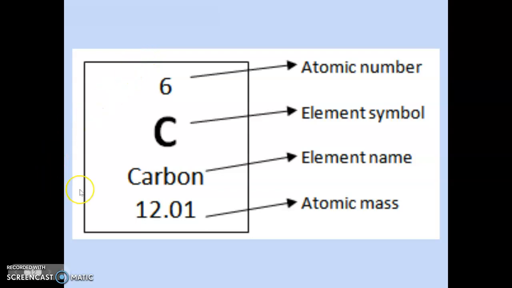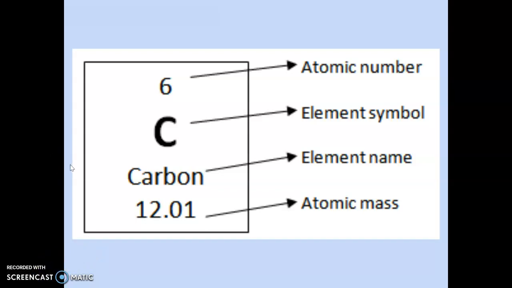We will do more work with that tomorrow when we talk about isotopes, but for now all we need to know is that the smaller number is the atomic number. It tells us the number of protons and helps us identify the element, and then the larger number is our atomic mass, which is equal to the number of protons plus the number of neutrons. Okay? And that's it for today.